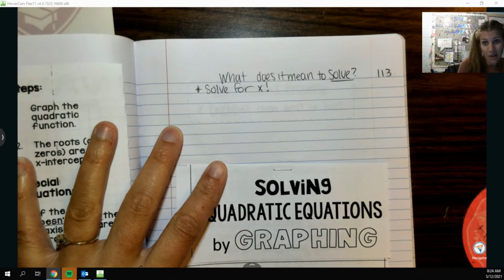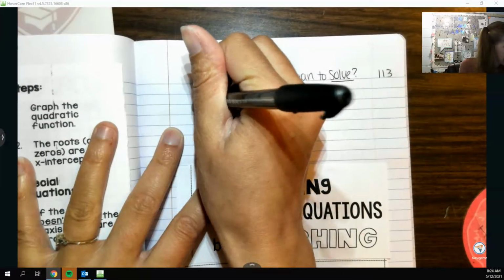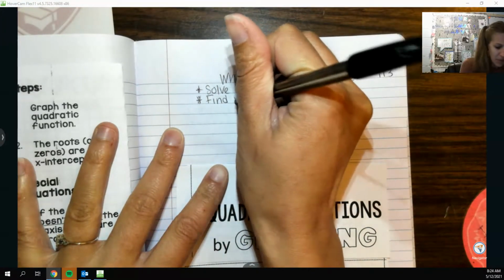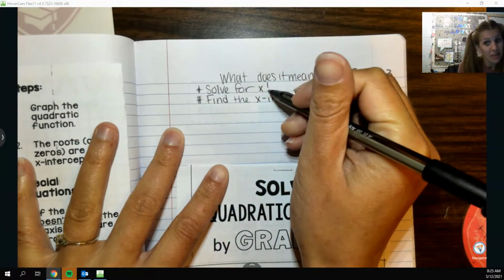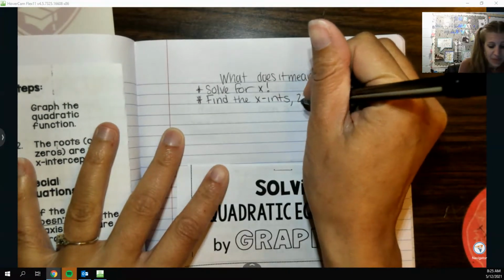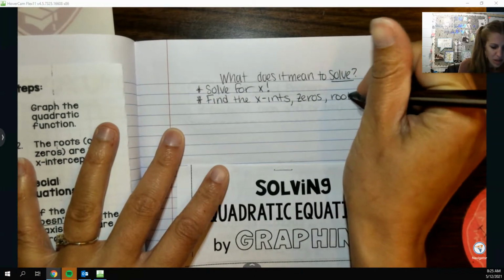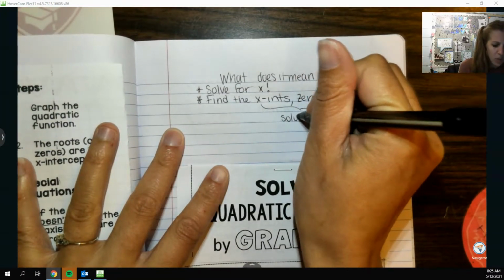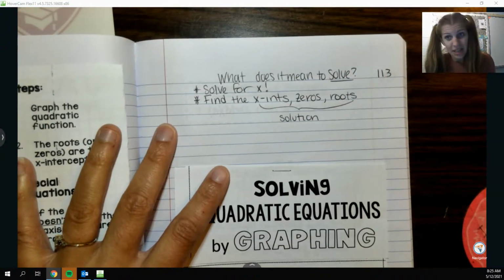And this can come in a lot of different forms for a quadratic. They might ask this in a lot of different ways. So they might ask you to find the x-intercepts. And that really just means solve for x. They might ask you to find the zeros or the roots. But all of these things just mean what is the solution? Find the solution. They all are talking about the same thing.